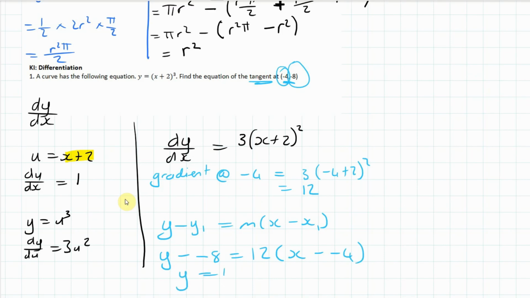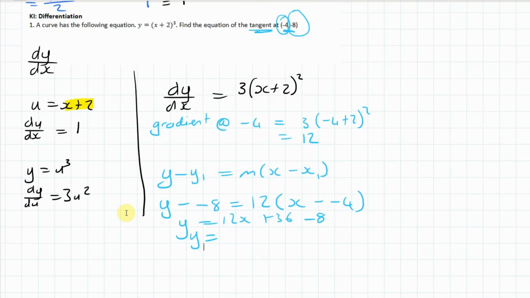This is going to give me y equals 12x plus 36 minus 8, or y equals 12x, oh, sorry, that's not 36. My times table's shocking. It's 48, isn't it? 48. Okay, and then I'm taking away 8 from that, so that's 12x plus 40.